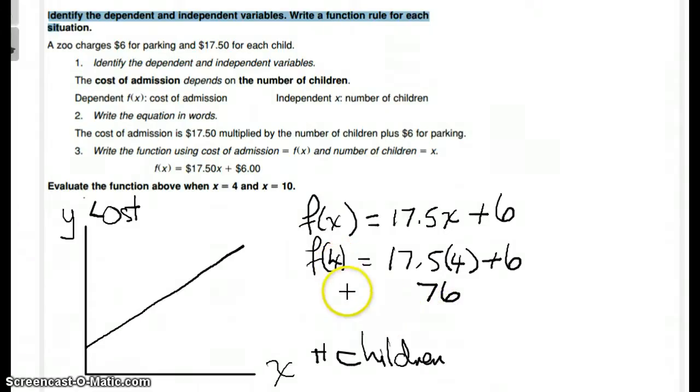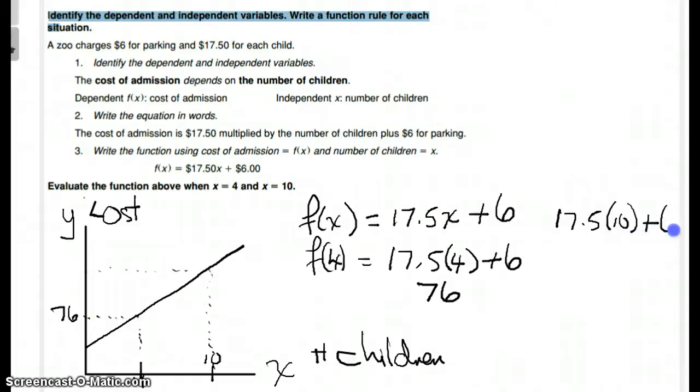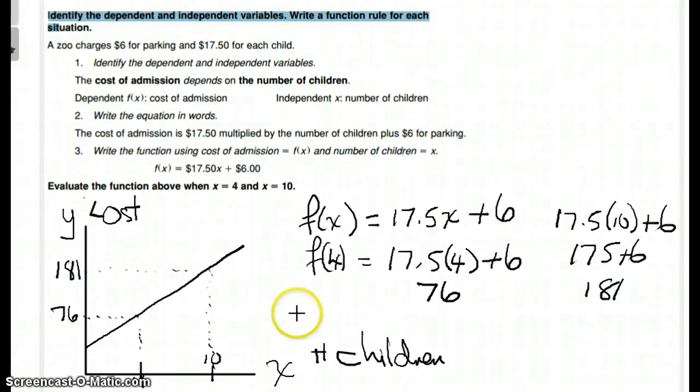So when I bring along 4 children, my cost is $76. When I bring along 10 children, my cost, let's see, 17.5 times 10 plus 6, 175 plus 6, 181. So my cost for 10 children is $181.